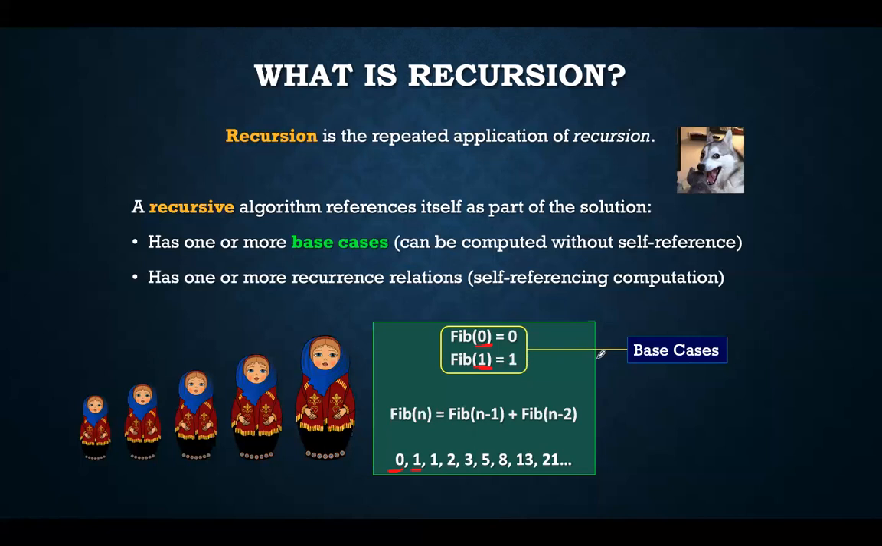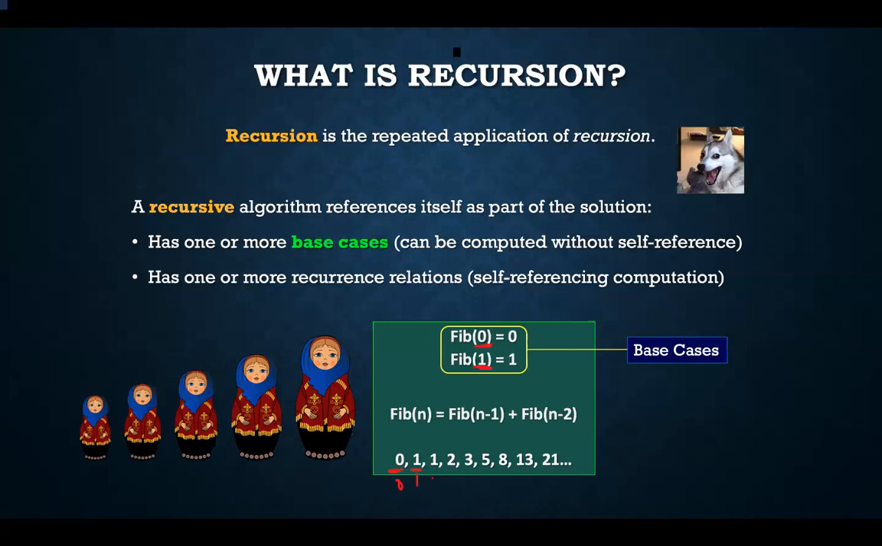Those are the very simple cases where you can get the result, get the answer directly without recurring, without calling the recursive function itself. We can just get the answer directly. Okay, so we know fib 0 is 0. Fib 1 is 1.